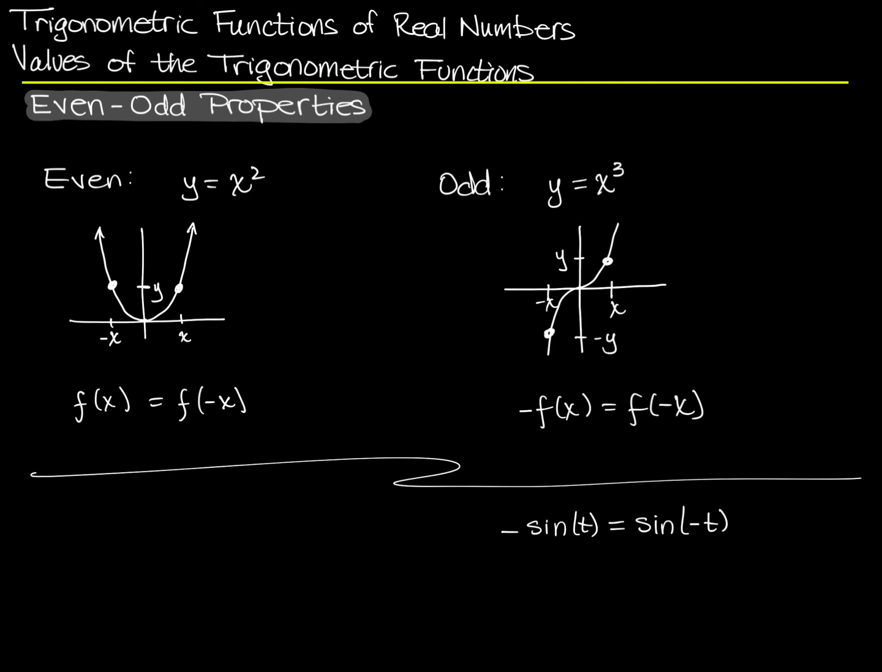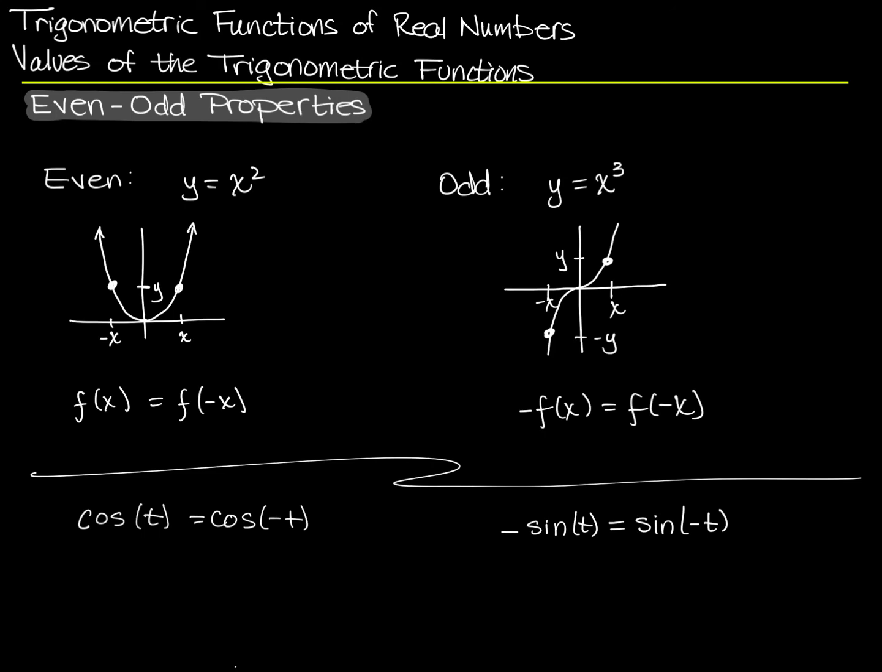The cosine one is the other one you commonly see, and that is that cosine of negative t, I'm putting that on that side, is equal to the cosine of t. And that has the same format as this. The input here is positive, the input here is negative, and they're equal. So what that tells me is that cosine is an even function.